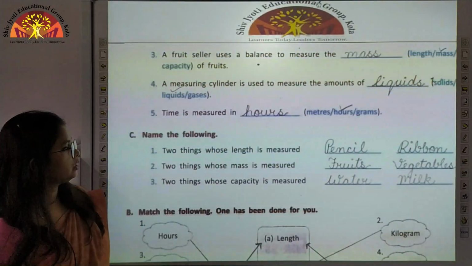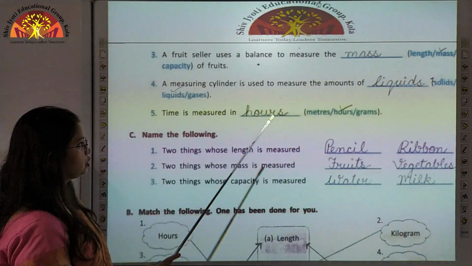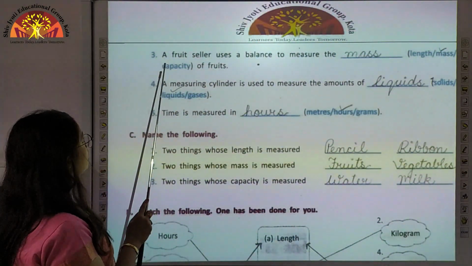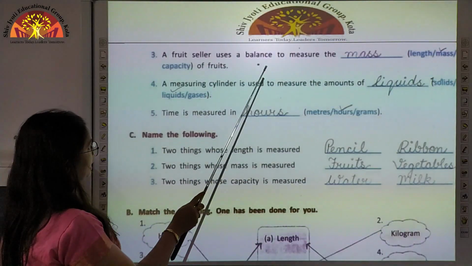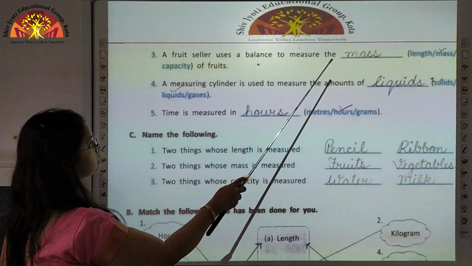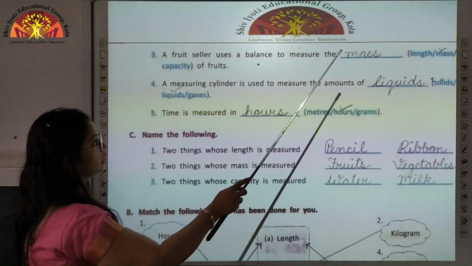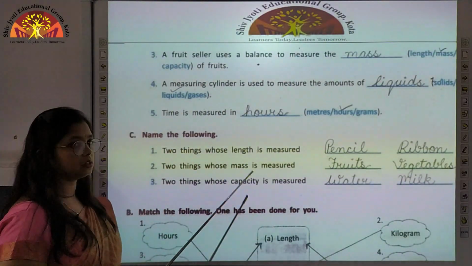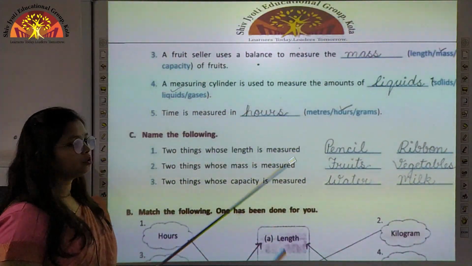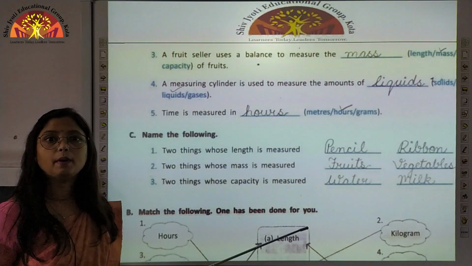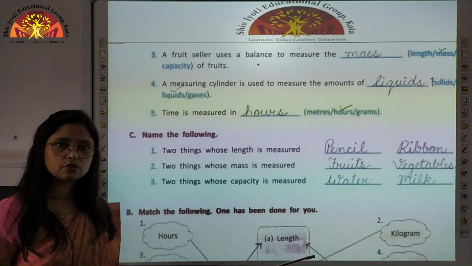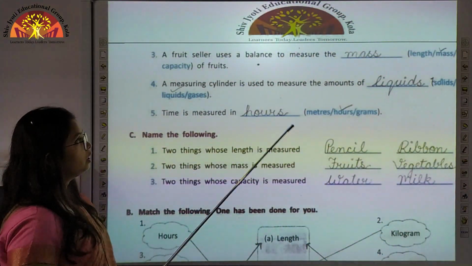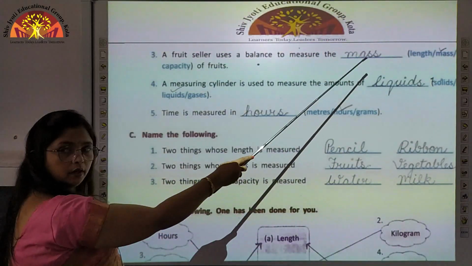Now let us move to the next page. We will continue with the fill-ups over here. So third, a fruit seller uses a balance to measure the dash of fruits, length, mass or capacity. Now children, here fruits are the solid things and we measure the mass of the solid things. I have explained this to you in the explanation video also. So we will write mass over here.